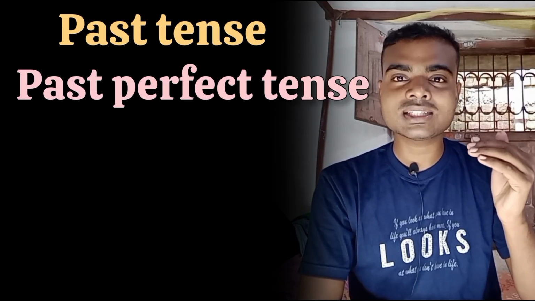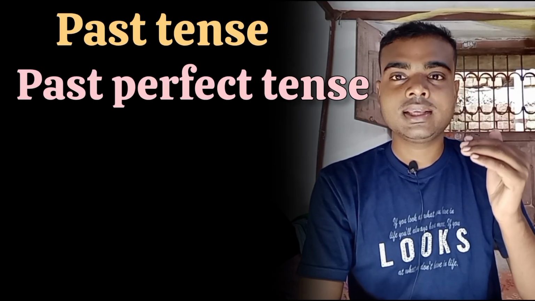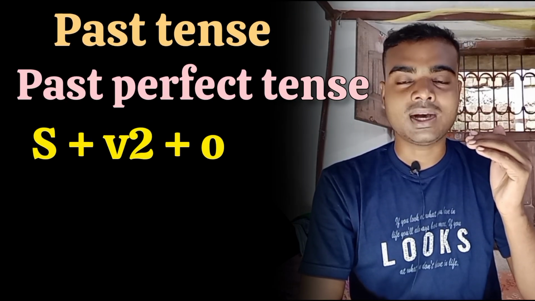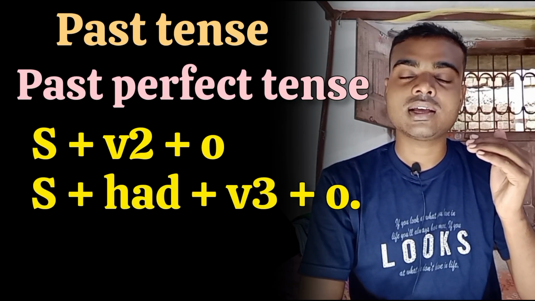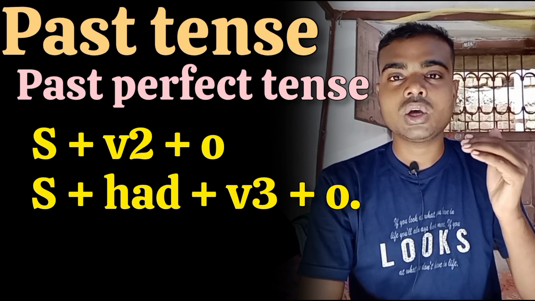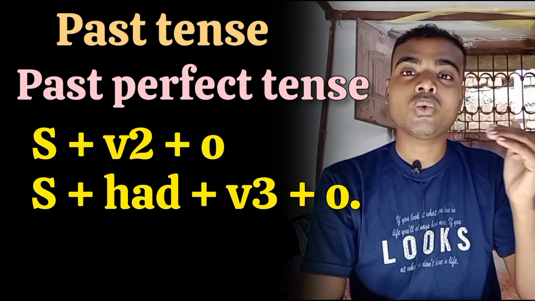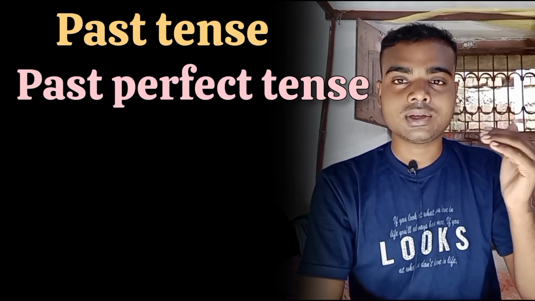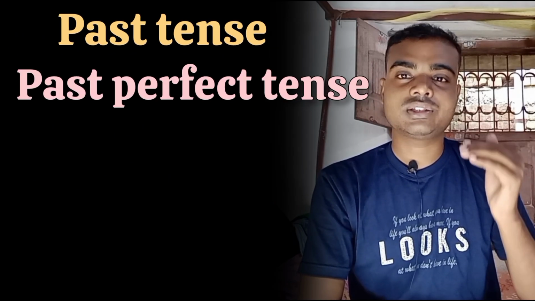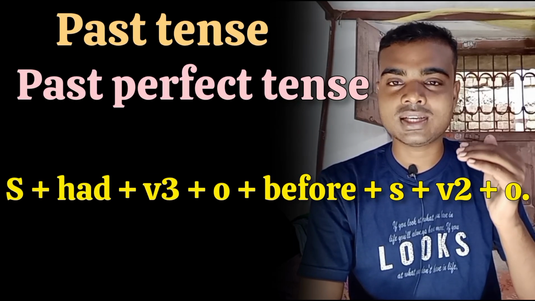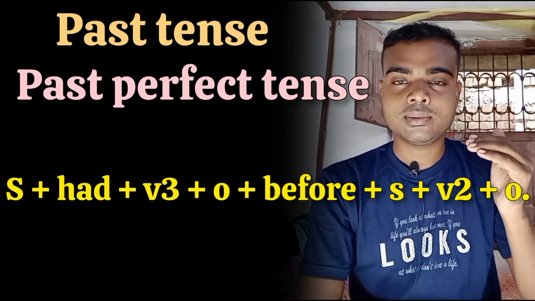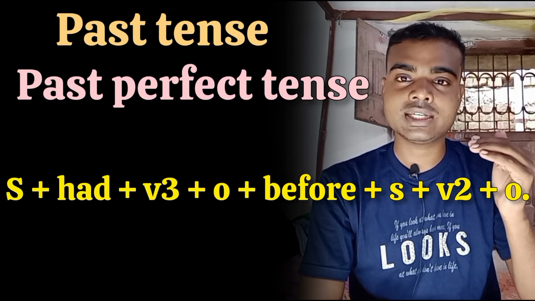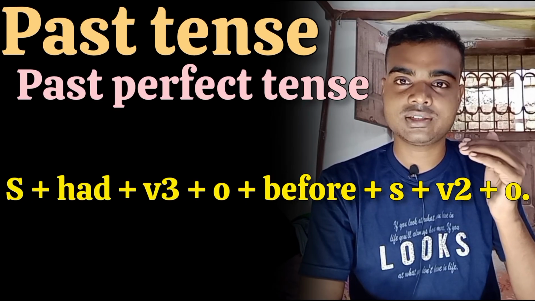Now past perfect tense, there are two sentences. One sentence is past indefinite, one sentence is past perfect. So how will we understand what is past indefinite and what is past perfect? First of all, see the structure. The structure is subject plus had plus verb 3 plus object plus before plus subject plus verb 2 plus object.